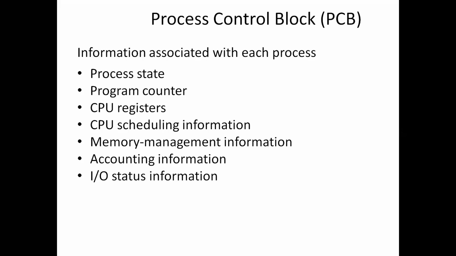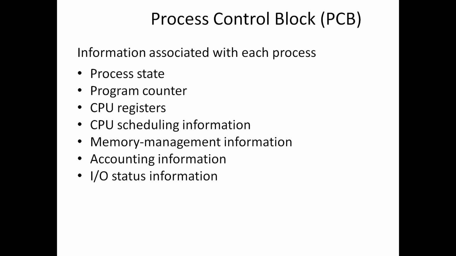We'll discuss in detail about this memory management information when we are studying the memory management module. Okay, next is accounting information. This information includes the amount of CPU or real time used, time limits, account numbers, job or process numbers. All of this is nothing but accounting information. Okay, that will also be held by the process control block.